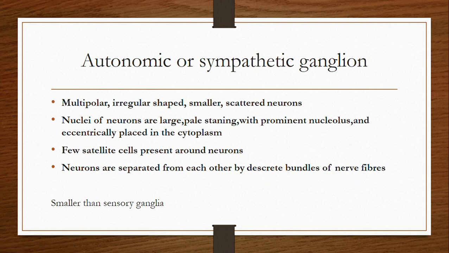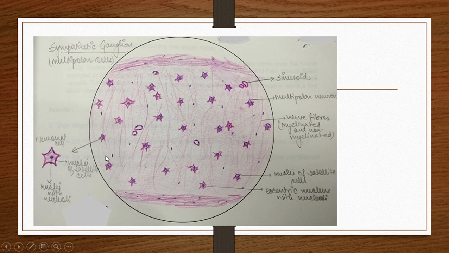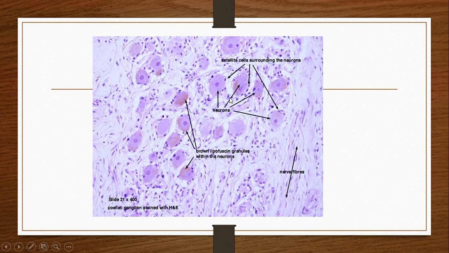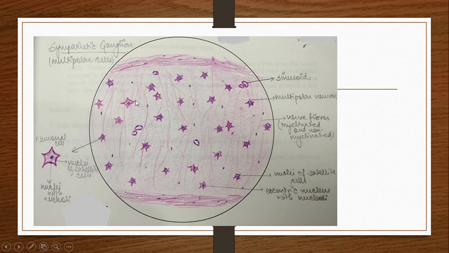How the autonomic or sympathetic ganglion appears under the microscope: this is the diagram showing the autonomic ganglia. The speciality of the autonomic ganglia is that they are multipolar neurons. That means in this diagram we can see a cell body possesses a number of projections. Those projections are the poles. So multipolar means two or more projections can be seen in a neuron. That's why they are multipolar cells.